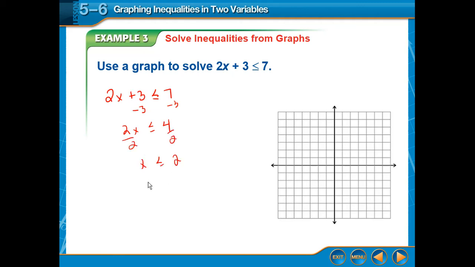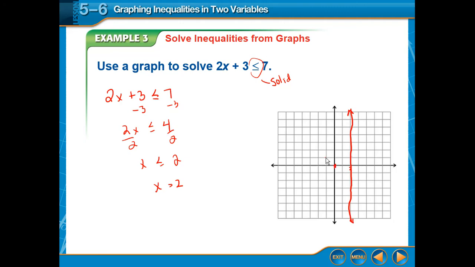So if I want to graph this boundary, I'm graphing it as if it was x equals 2. So to graph x equals 2, that's anywhere that x is equal to 2. So since this is 2 on the x-axis, anywhere along this line going up and down, x will be 2. So this is where I want to draw my line. Because this is less than or equal to, that means it's going to be a solid line. So I'm going to just draw my boundary right along here. And then I want values that will make this true.